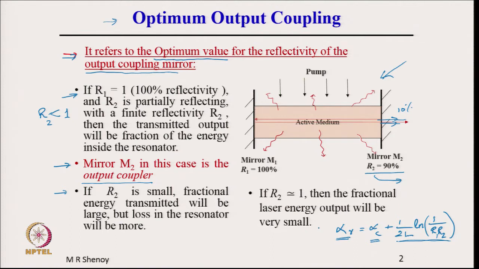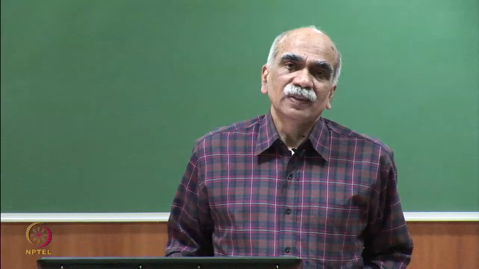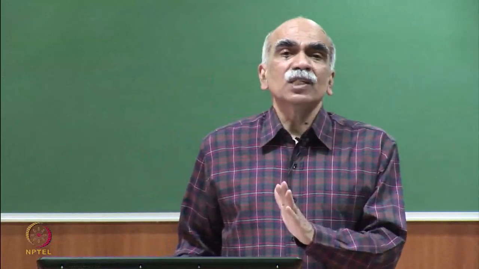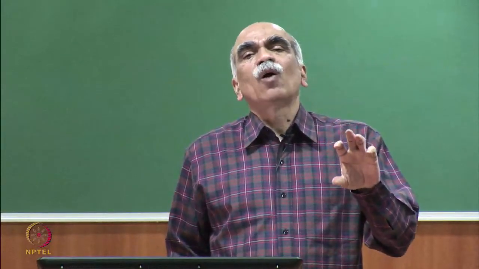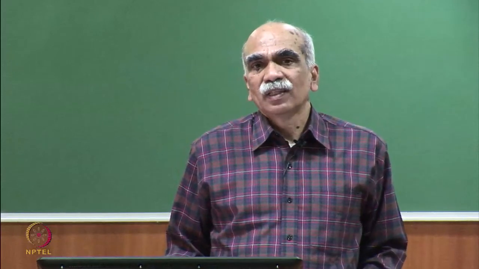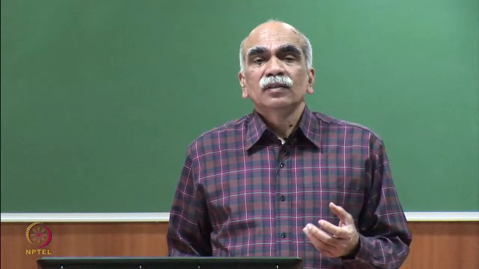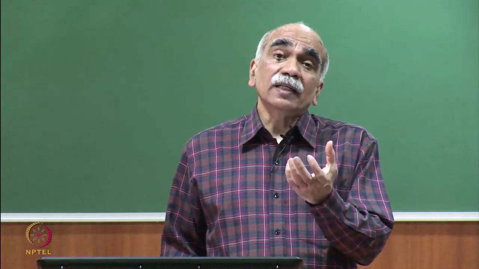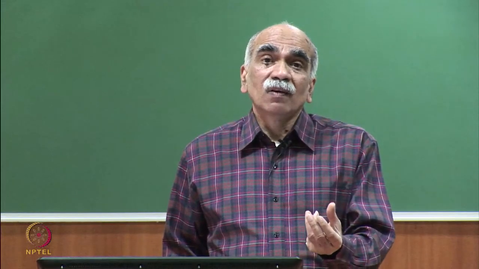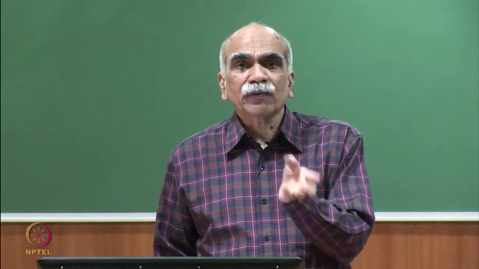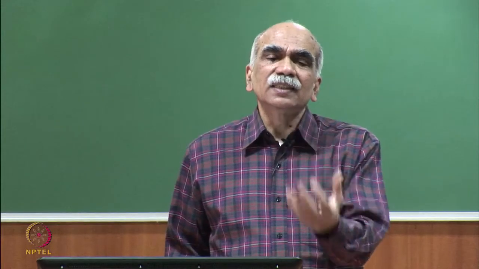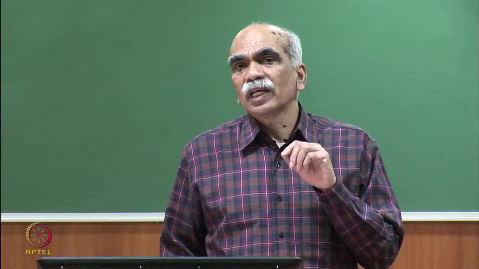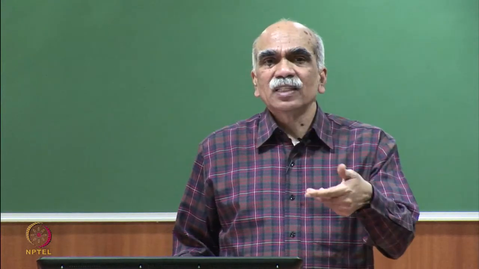Therefore, there must be an optimum value of R2. If R2 is large, the transmission is very small, so the fractional energy coming out of the resonator is very small. Whereas, if R2 is small, the resonator loss is large, and therefore the energy built up inside the resonator is small. Although a higher fraction would come out, the energy itself which is built up inside the resonator is small, and therefore there must be an optimum. Let me illustrate this in another way.